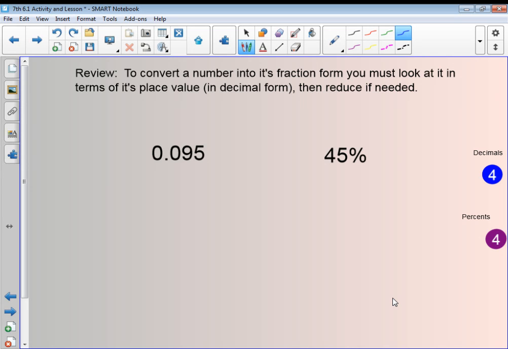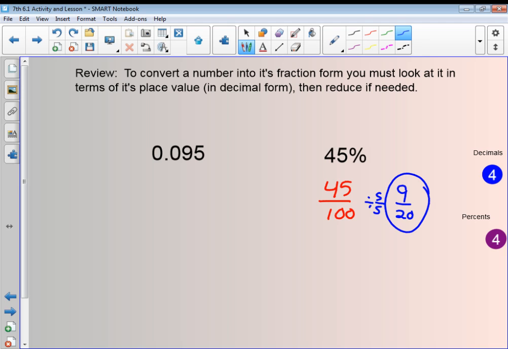So to convert a number into its fraction form, you must first look at it in terms of its place value or in its decimal form, and then reduce if needed. So for example, 45%, I could actually go directly into its fraction form because that number is always over 100. So 45 over 100. Now I need to understand that I have to reduce if I possibly can. So in order to be fully proficient on this, you have to be able to reduce your answer. So here I can see that 5 would go into each of these. So I'm going to divide by 5 over 5. So that becomes 9 over 20 for my final answer.